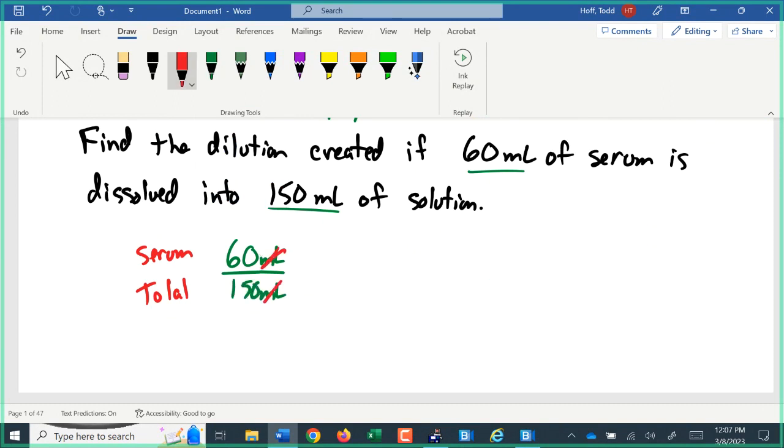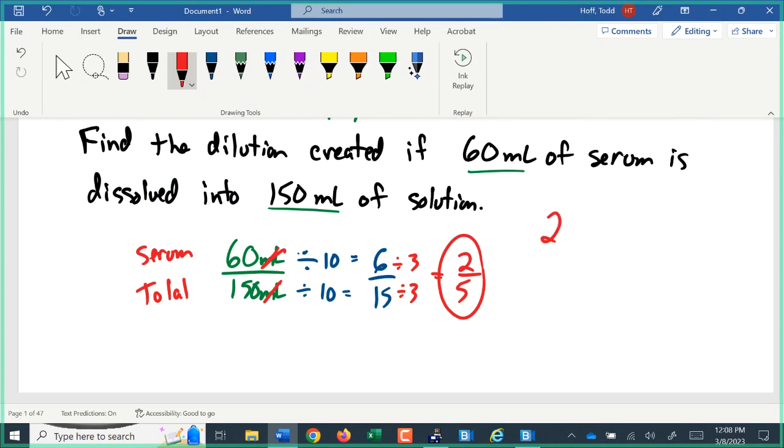So here the milliliters will cancel out. Units, just like any other ratio, the units disappear. Both 60 and 150 can both be divided by 10 because they end in 0. So let's do that first. 60 divided by 10 is 6. 150 divided by 10 is 15. Both of those can still be divided by 3. 6 divided by 3 is 2. 15 divided by 3 is 5. So 2 to 5, or a 2 in 5 dilution.